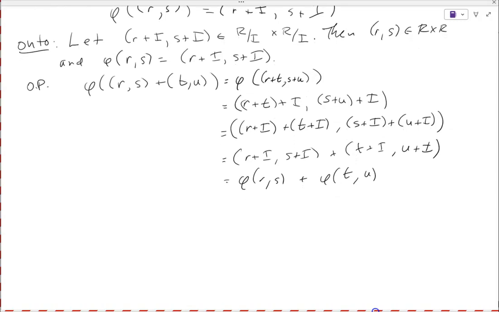Okay, so the other part then is I want to use the first isomorphism theorem to get the isomorphism. So I need to figure out what is the kernel of this homomorphism. That's what we need to ask ourselves: what is the kernel?